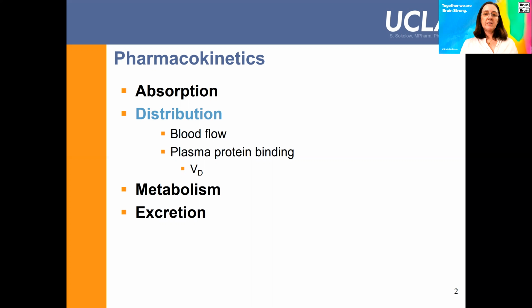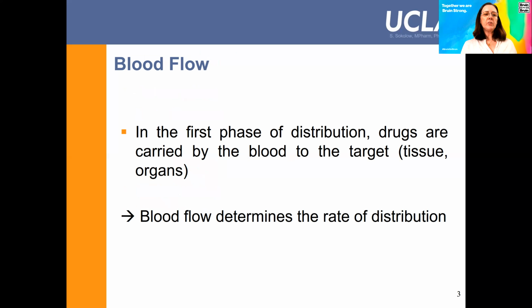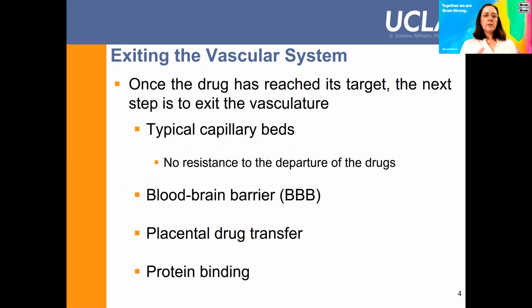The first one is going to be the blood flow, and the second one is going to be the plasma protein binding. So the blood flow, because it's the first phase of distribution, the drugs are carried by the blood to the target. Let's say a drug is carried to the heart if the heart is the target. And so the blood flow is going to determine the rate of distribution.